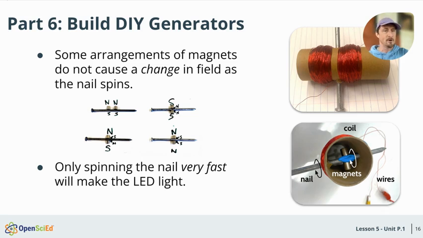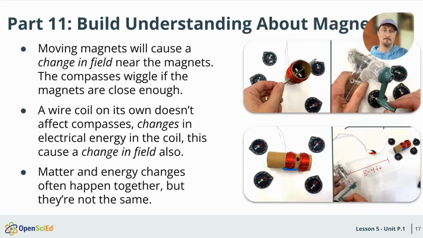Next, when this generator design challenge begins, the first design challenge is to try different arrangements of magnets. One key takeaway is that some arrangements do not cause a change in field as the nail spins. Similarly, a fast change will cause the LED to light, while a slow change will not. Later, when we build understanding about magnets and fields, we're using a compass as a tool to investigate these fields.